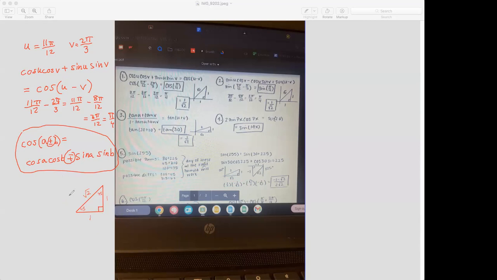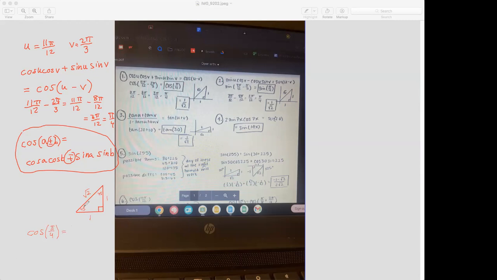So back to this, we're saying cosine of u minus v. So we have cosine of all this. So we already figured that out. Right? So this is cosine of pi over 4. That's 45. So cosine of 45 is root 2 over 2. Which is another thing you want to memorize here.